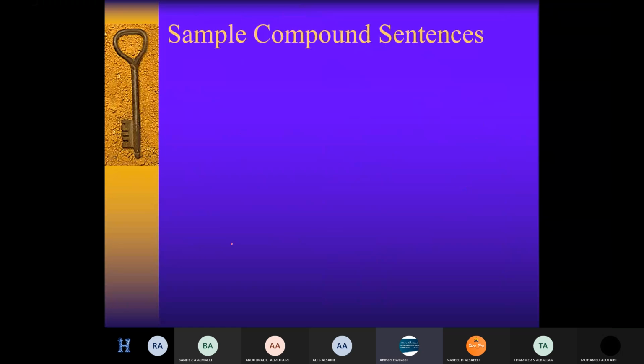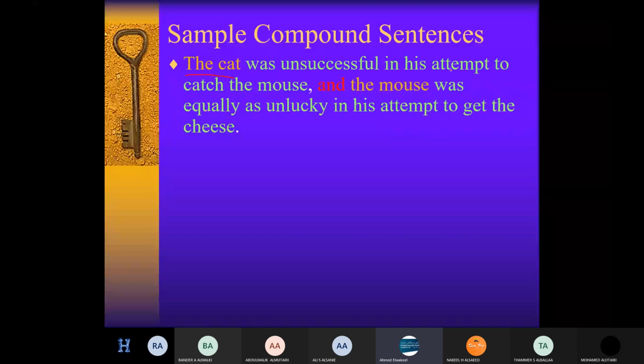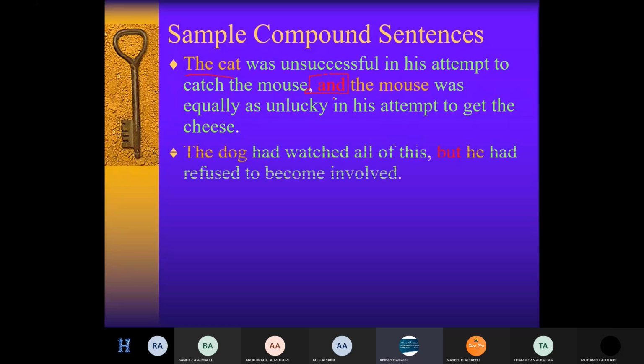Some samples of the compound sentence we may have: the cat was unsuccessful in his attempt to catch the mouse. So until here, that's a simple sentence, yet we added the comma and the coordinating conjunction, and okay, the mouse was equally as unlucky in his attempts to get the cheese. So I have two simple sentences, joined them using the comma and the conjunction, and that gave me the compound sentence.